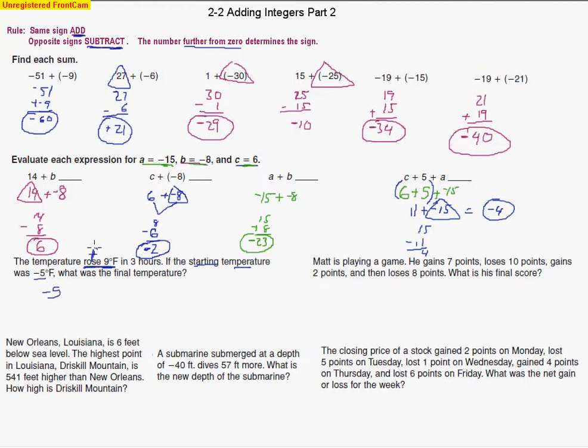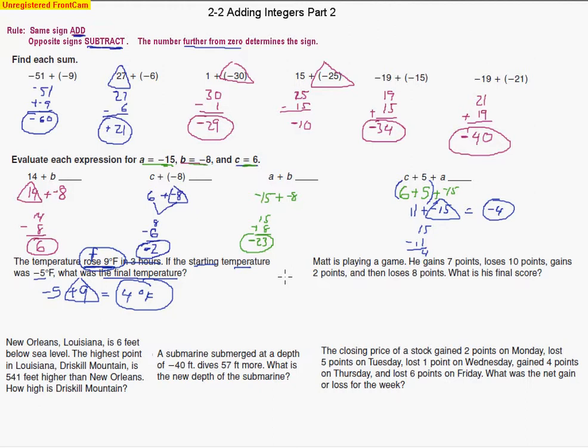Now it rose 9 degrees, so rose means I'm going to add 9. In 3 hours. Well, 3 hours had nothing to do with the problem. It could have risen 9 degrees in 2 hours, and the answer would still be the same because they're asking what was the final temperature. Well, notice these are opposite in sign, so I end up having to subtract those two numbers. And the one further from 0 determines the sign, so it's 4 degrees Fahrenheit.